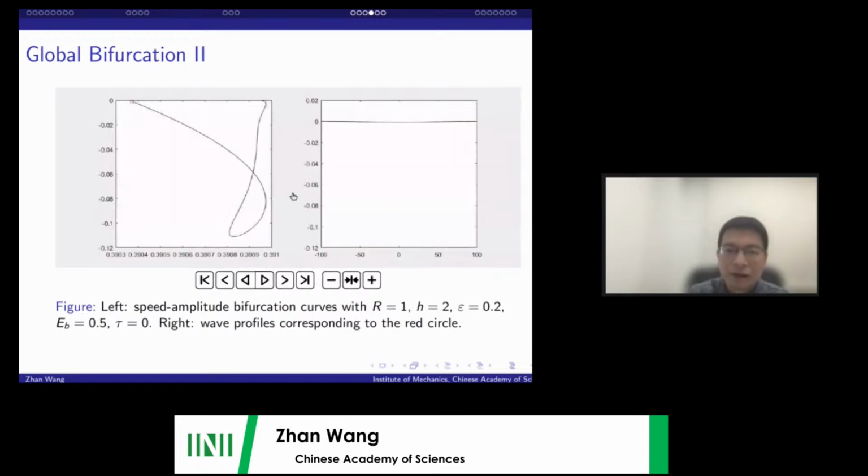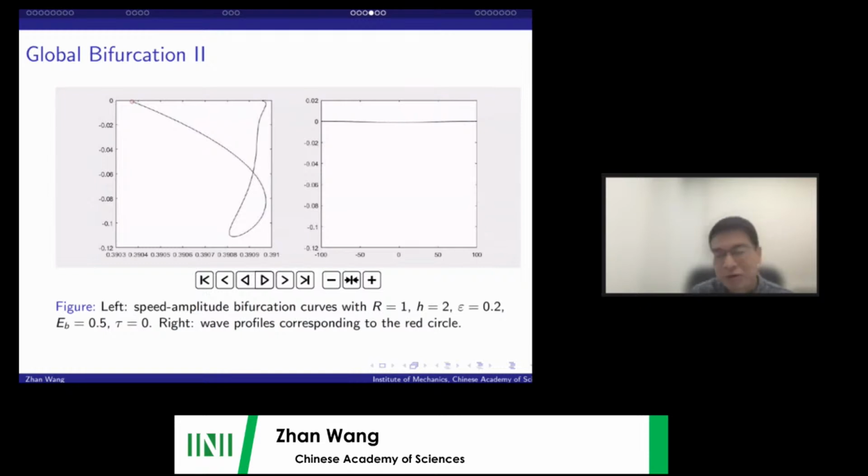Okay. Next, in the absence of the electric field, it is quite well known that solitary waves cannot exist if the density ratio R equals 1. So if there are only interfacial capillary waves, solitary waves don't exist in this situation. And this situation will change if one applies an external electric field.